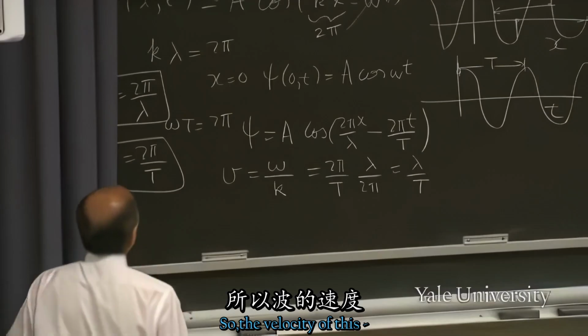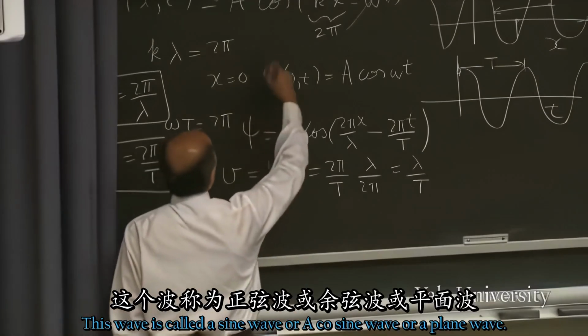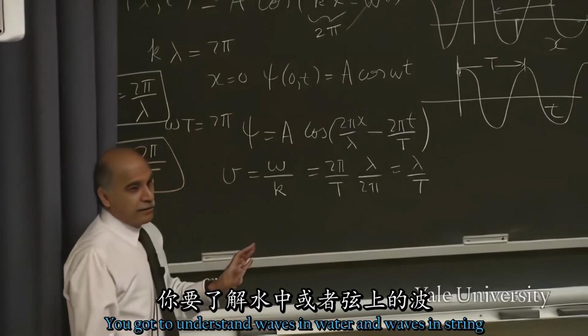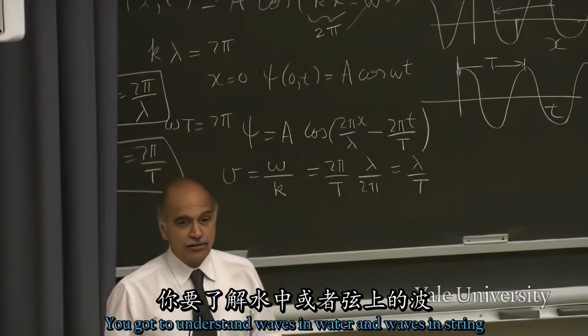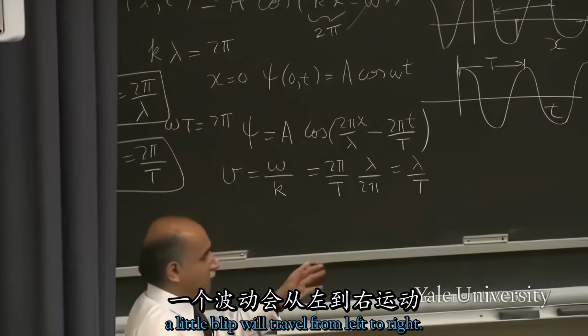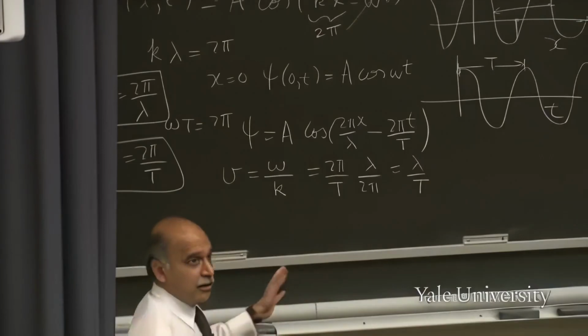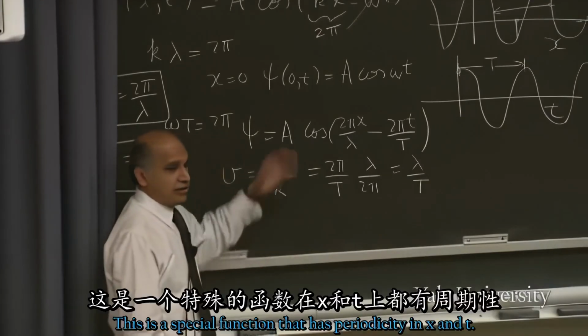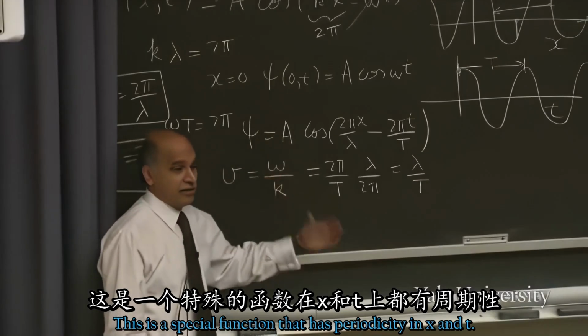So the velocity of this wave is called a sine wave or a cosine wave or a plane wave. You've got to understand, waves in water and waves in string always have a velocity. If you pluck the string and let it go, a little blip will travel from left to right. But not every wave has a wavelength or a time period. This is a special function that has periodicity in x and t.